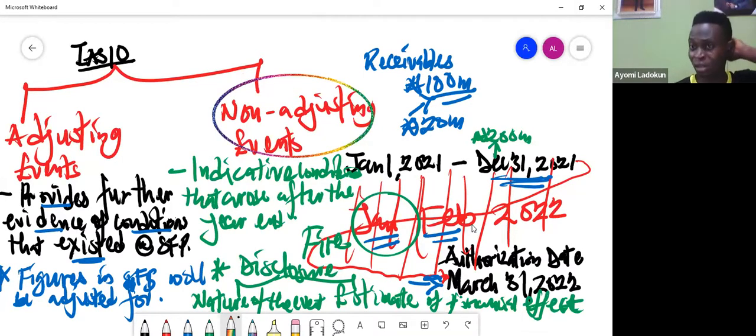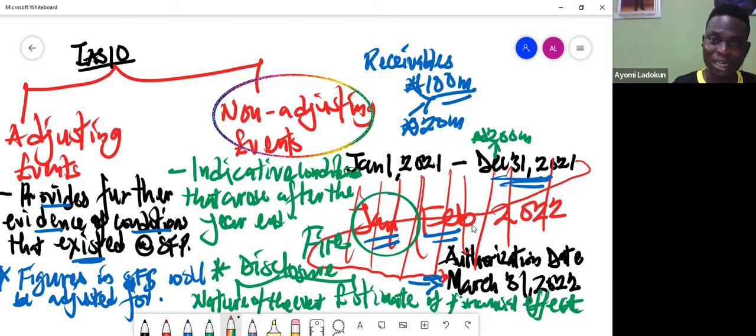If a non-adjusting event will impact on the going concern of an entity, what is going concern of an entity? It is the ability of a company to exist into a foreseeable future. That is going concern. Then something happened, even though it is a non-adjusting event, but it will have impact on the going concern. They may not be able to continue in business.